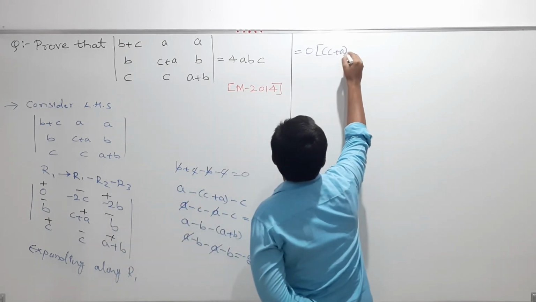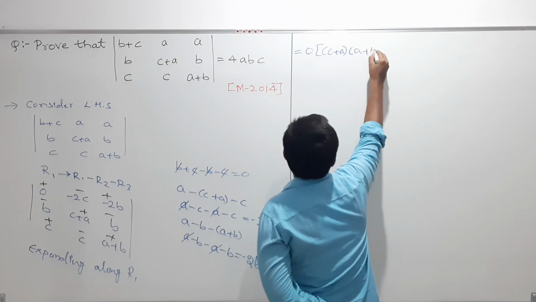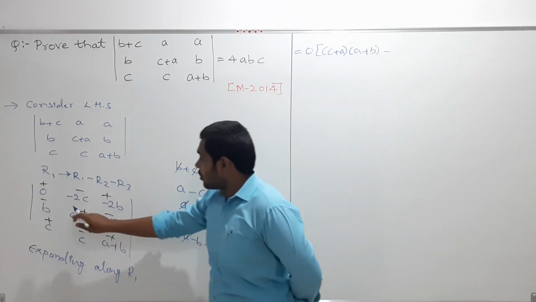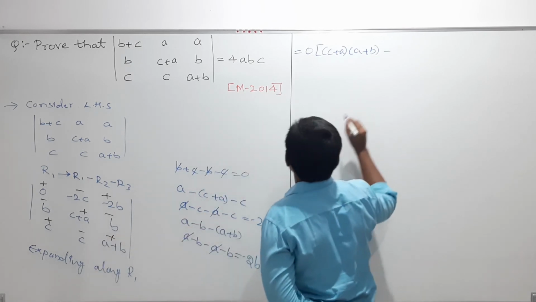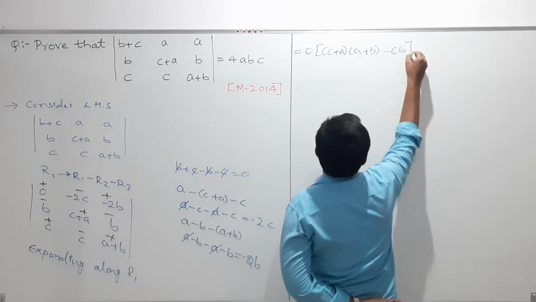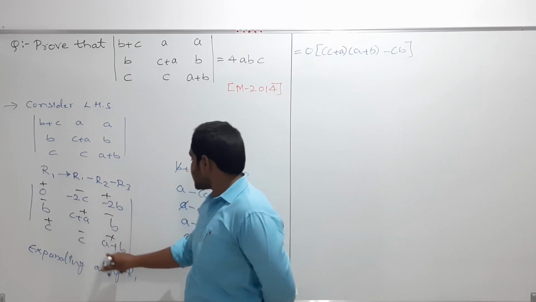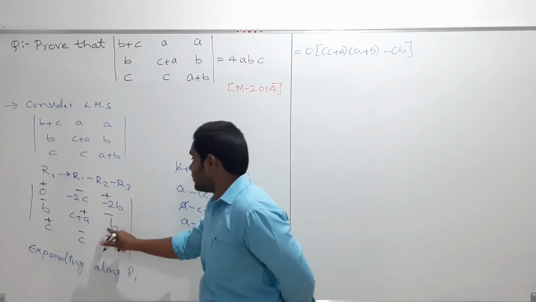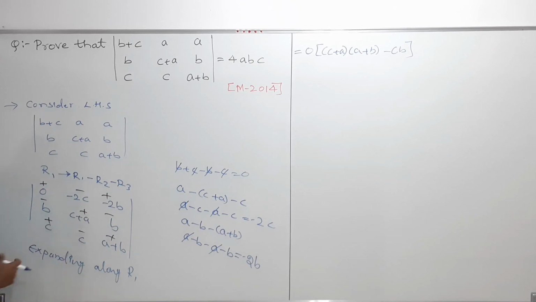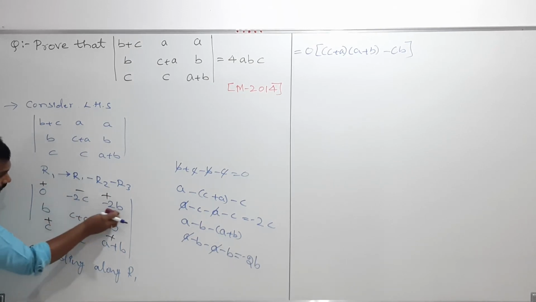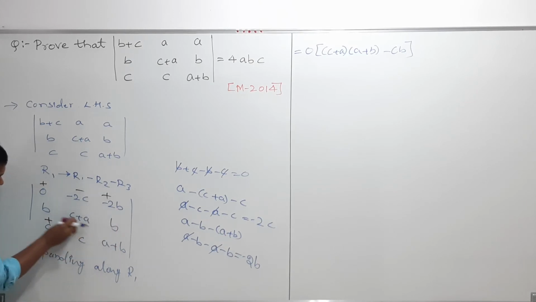C plus A into A plus B, minus of this element into this element minus of this element into this element, that is CB. C plus A into A plus B minus of this element into this element. My dear students, this sign says I am expanding along row 1. So here no need to use this. Therefore I am erasing this, because you will get confused.